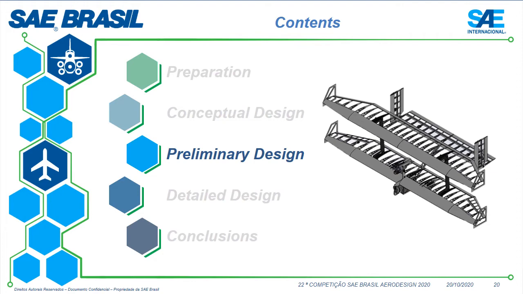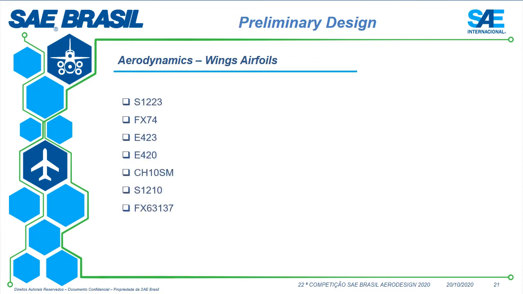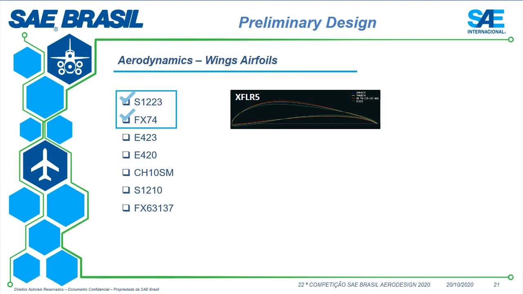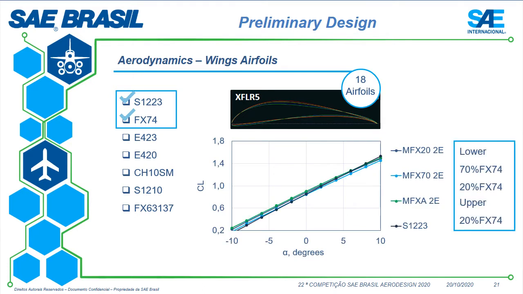For the preliminary design, several features were added to improve the critical aerodynamic values of the aircraft. An extensive study of the most common high-lift airfoils was done. The Selig 1223 and the FX74 airfoils were chosen. Both of them have high lifting capabilities and the second one has great aerodynamic efficiency. These were interpolated, resulting in 18 new airfoils, of which only 2 were used on the final design. The combination shown on the screen gives satisfactory results.